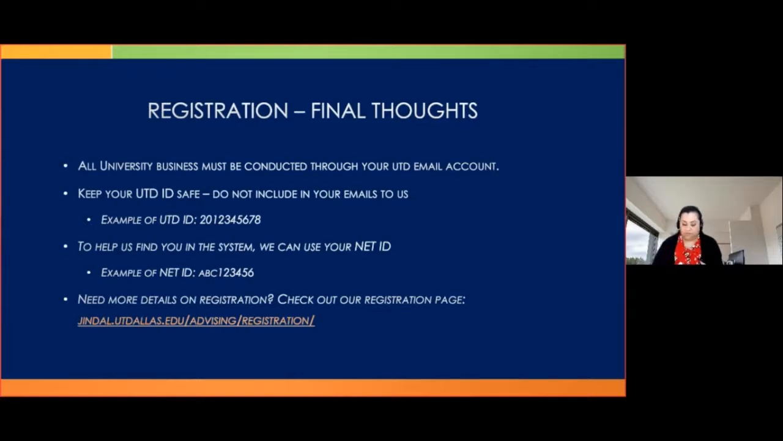Sometimes we need to give you information, ask a question, or be proactive about something that we're emailing you about. So it's good that you check it on a regular basis, and that you keep a communication going with us through your UTD email. And then I know that as a UTD student, you know that you receive two IDs, right? One's called the UTD ID, which is the one that starts with 20 and just has numbers. And then the other one's called the Net ID, which is essentially your initials followed by some numbers.